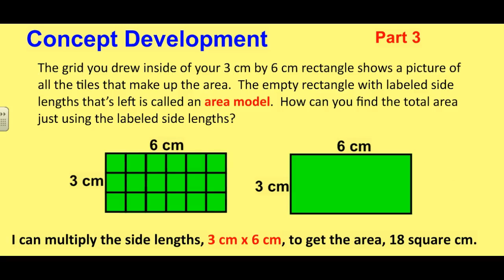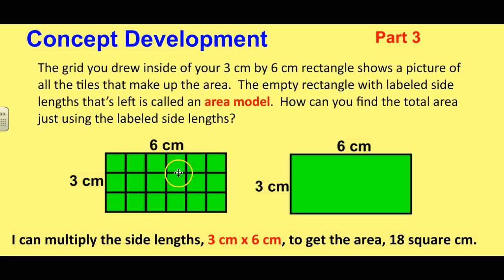Okay, so the grid that you drew inside of your 3 centimeter by 6 centimeter rectangle shows a picture of all the tiles that make up an area. So this is what we drew in the beginning. Now we have an empty rectangle that just has the side lengths labeled. And this right here is called an area model, and you're going to hear that word in a few lessons that we do in the future with this module. So this right here is an area model.